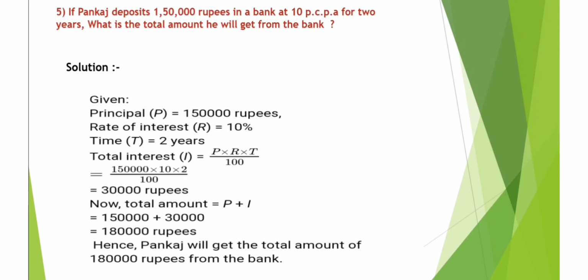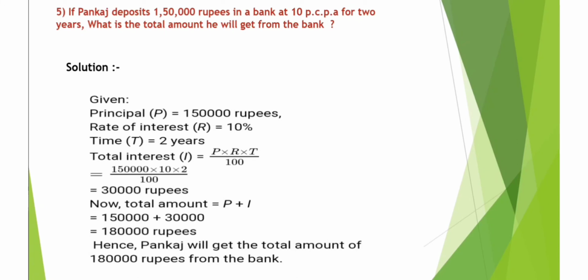Fifth question. If Pankaj deposits 1,50,000 rupees in a bank at 10% per annum for 2 years, what is the total amount he will get from the bank? So, what is the given part? Principal is 1,50,000 rupees. R is 10% per annum. T, that is time, is 2 years.